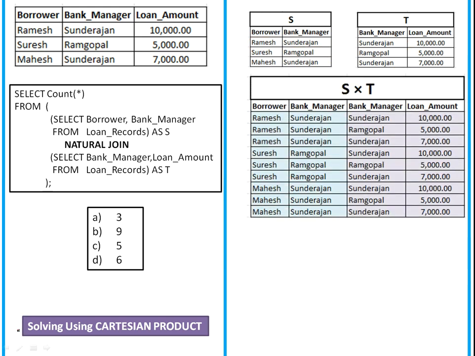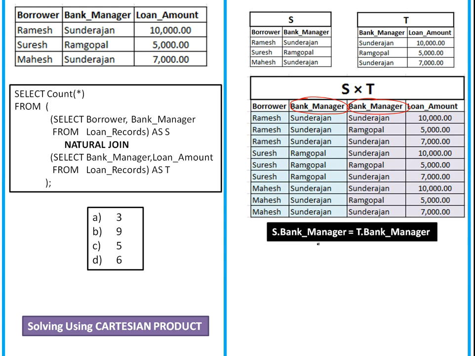Now you have to perform natural join. Natural join is nothing but the common column is only one, that is bank manager. So you have to fetch rows satisfying S dot bank manager is equal to T dot bank manager. Row by row processing. First row, yes, matched, very good. Second row, not matched. Third row, matched, very good. Fourth row, not matched. Fifth row, matched, very good. Sixth row, not matched. Seventh row, matched, very good. Eighth row, not matched. Ninth row, matched, very good. So that means out of 9 rows, 5 rows matched.